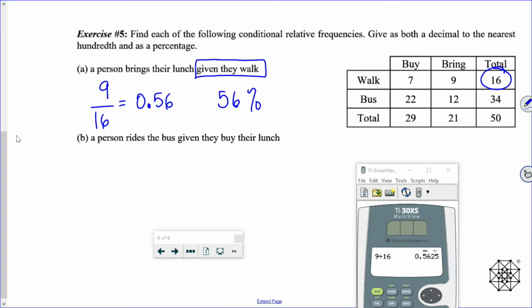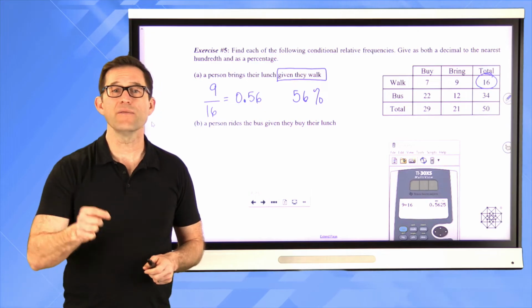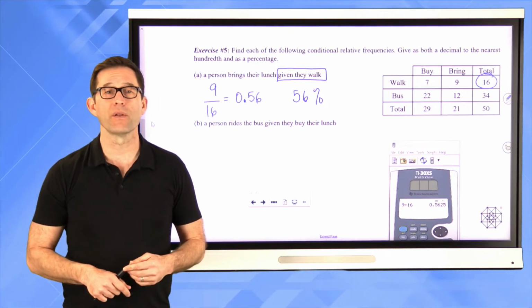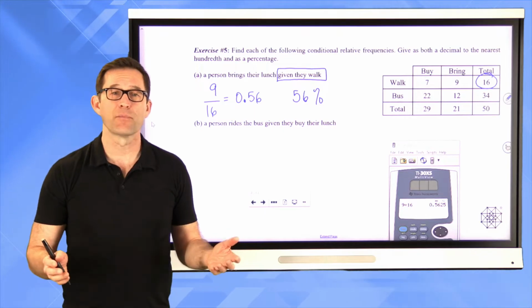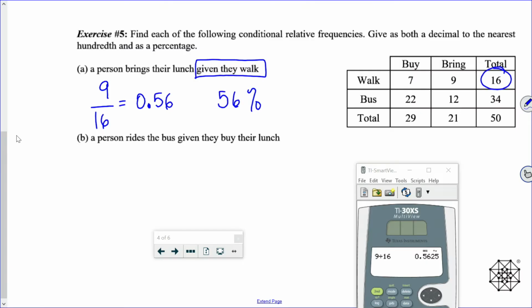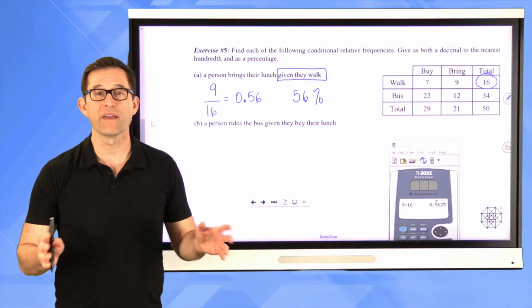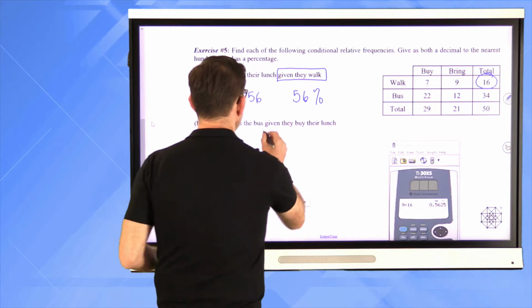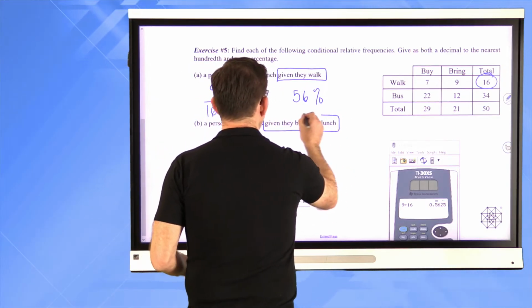Now let's take a look at letter B. A person rides the bus given that they bring their lunch. See if you can figure out the conditional relative frequency for this and the percent that goes along with it. All right, again, the real key: given they buy their lunch.